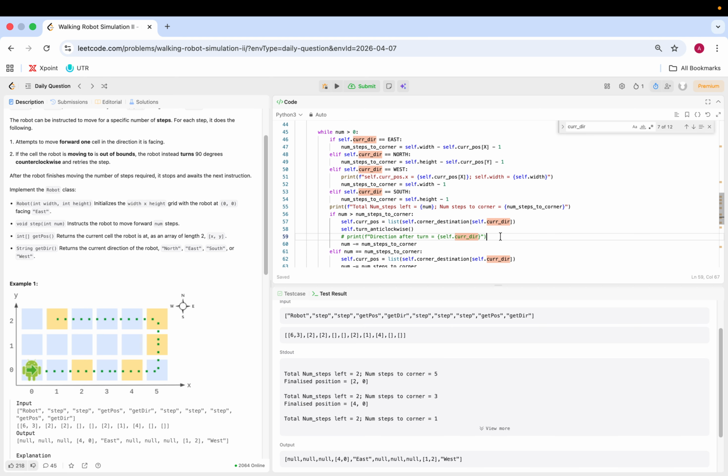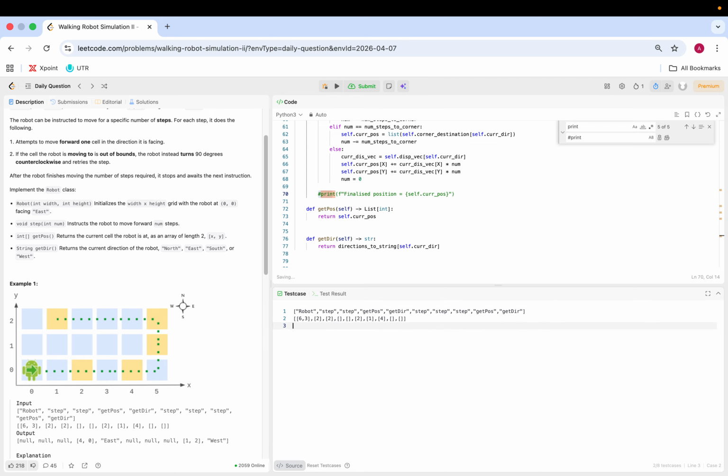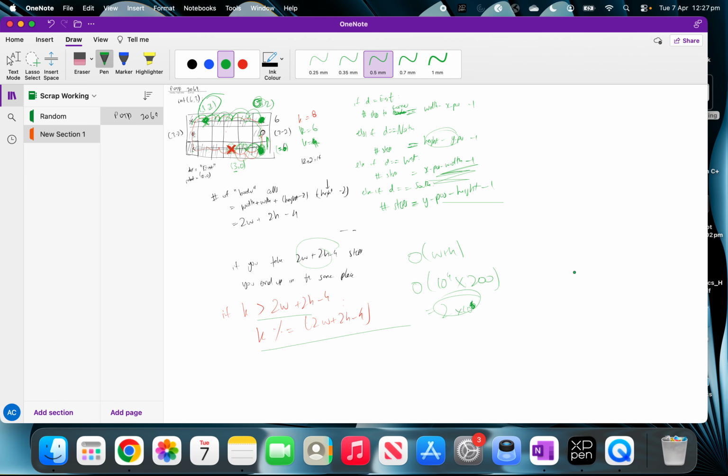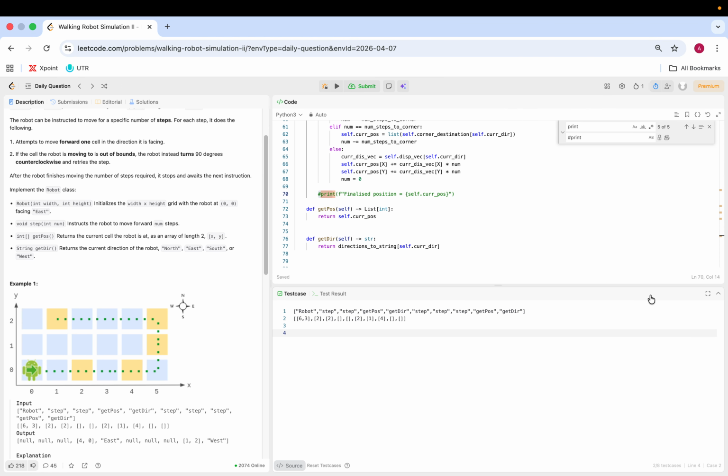Alright, I do want to check the modding stuff. I want to get rid of the prints and replace that with hash print. I want a case where, let me draw it. So let's say you've got 1, 2, 3, 4, a 5 by 4.